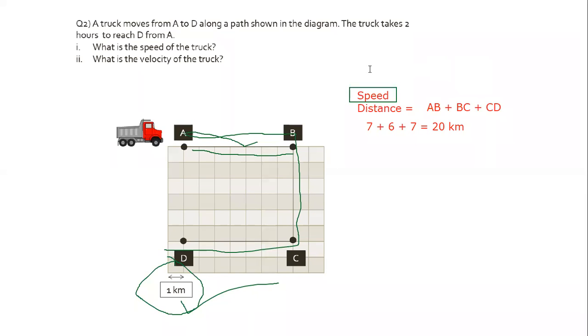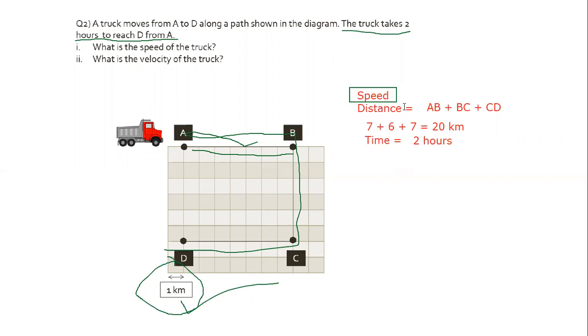Now next we are going to find time. What is our second step for finding speed? Find the time. Where will we find the time? The time will be given in the question. So if you see the question, the truck takes 2 hours to reach D from A. This line which Didi has underlined, the truck takes 2 hours to reach D from A. That is why our time is equal to 2 hours.